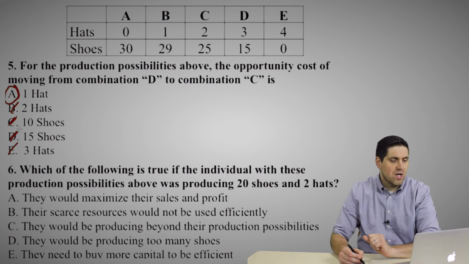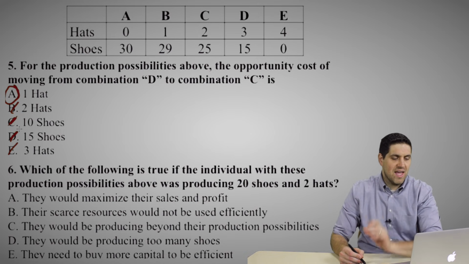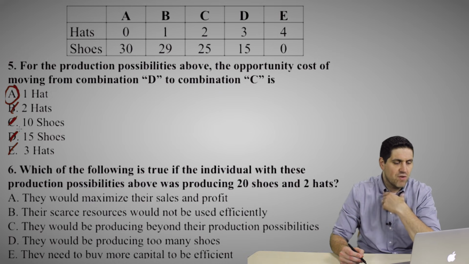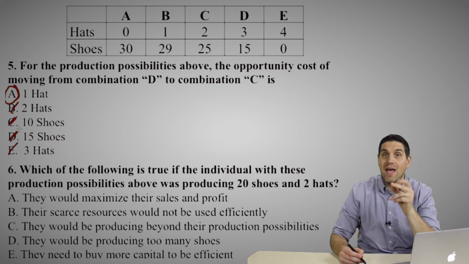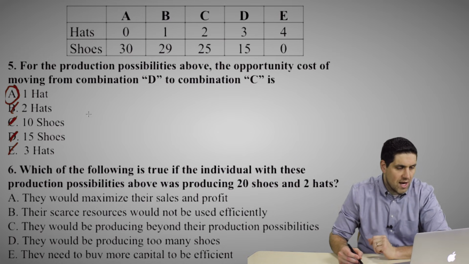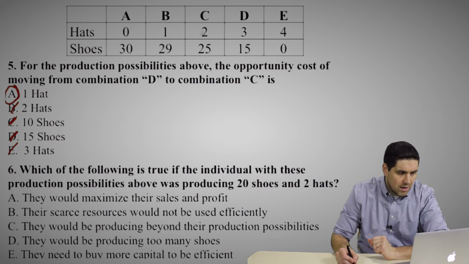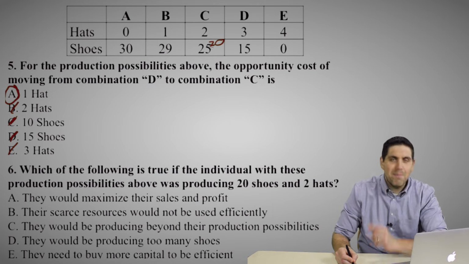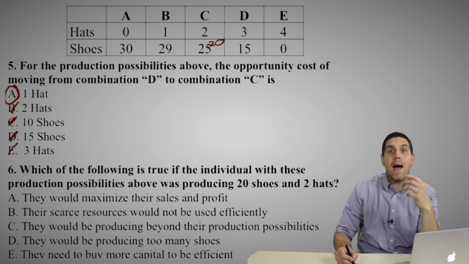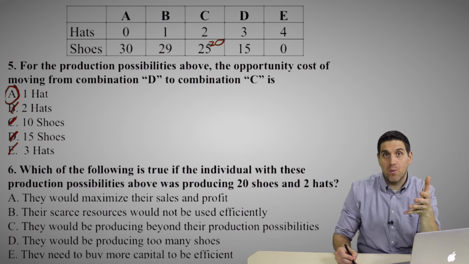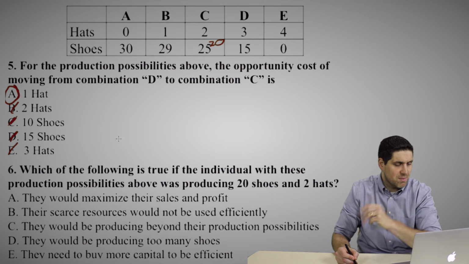All right, for number 6, which of the following is true if the individual with the production possibilities curve above produces 20 shoes and 2 hats? Well, take a look at your chart here. 2 hats is right here. 20 shoes is less than 25. And so if there's 20 shoes being produced, then that means that we're underproducing. We're not producing the amount that we could be producing. We're producing below our production possibilities.